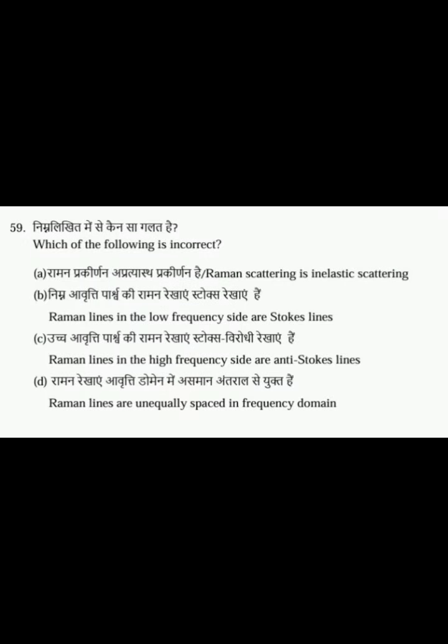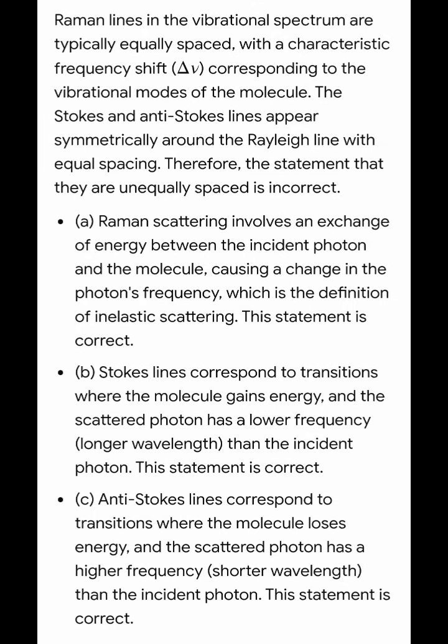The next question is, which of the following is incorrect? We know that the Raman lines in the vibrational spectrum are typically equally spaced with a characteristic frequency shift delta nu corresponding to the vibration mode of the molecule. The Stokes and anti-Stokes lines appear symmetrically around the Rayleigh line with equal spacing.